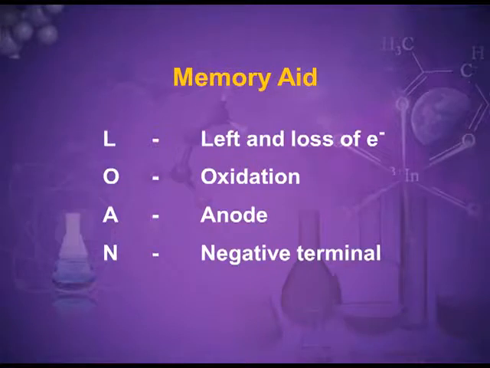Let me give you a memory aid, to remember which side is anode, which is the negative terminal, or which is cathode, the positive terminal. Dear students, just remember one word, LOAN. L-O-A-N. L means the left and the loss of electrons. O means oxidation. A means anode and N means negative terminal.